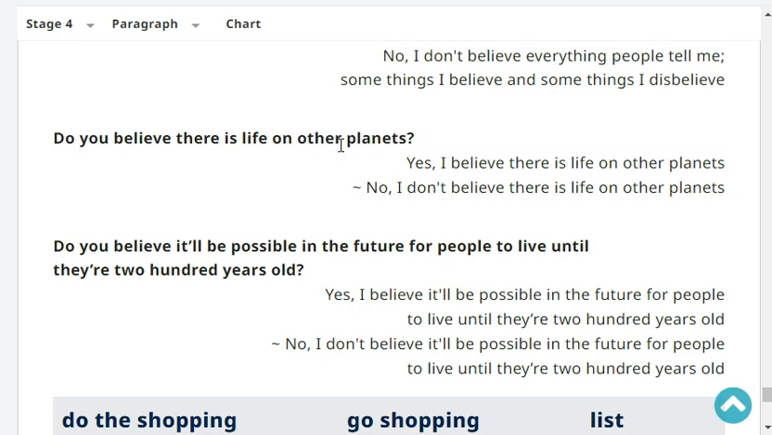Do you believe it will be possible in the future for people to live until they're 200 years old? Yes or no? Yes, I believe it will be possible in the future for people to live until they are 200 years old. Very good.